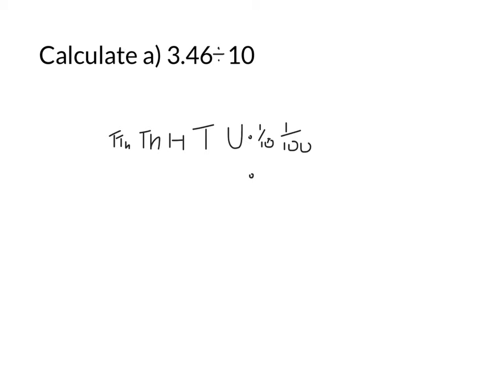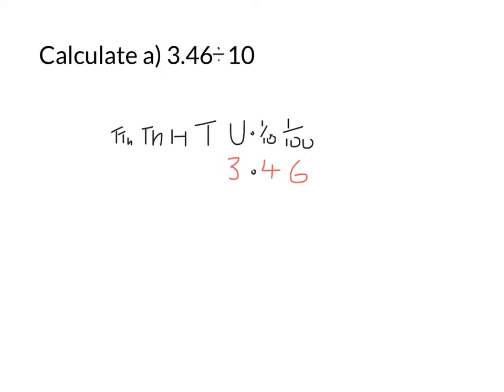So we're doing 3.46, I've got 3 units, 4 tenths and 6 hundredths. And just like with multiplication, when we moved one place to the left when we multiplied by 10, when we divide by 10, we simply move one place to the right. So these values will just shift one place over. So now I would have 0 units, and then I would have 6 thousandths. So my answer to this problem is 0.346.